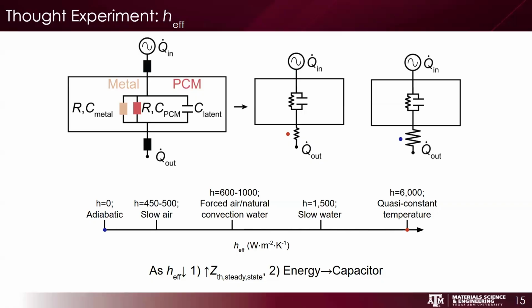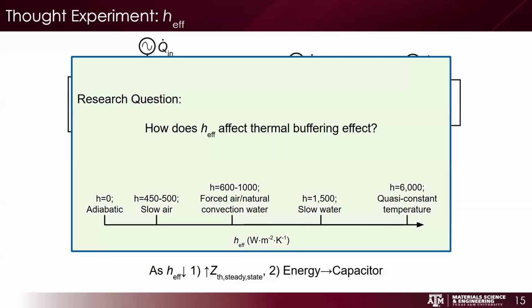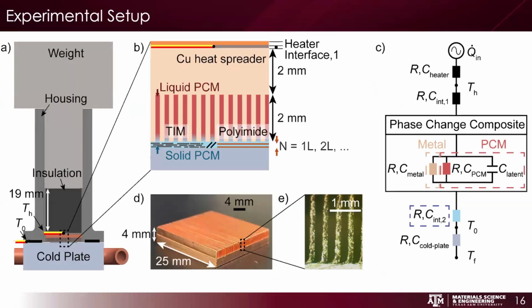So we're going to have that in the back of our heads: if you decrease the heat transfer coefficient, the capacitor plays a larger role within the system. The research question then is how does heat transfer coefficient affect the thermal buffering effect within the system? We have the same experimental setup, but now we're adding increasing layers of polyimide tape, or Kapton tape, and this acts as added resistance between the phase change composite and the cold plate. So we're tuning this resistor and capacitor between the working fluid and the phase change composite.